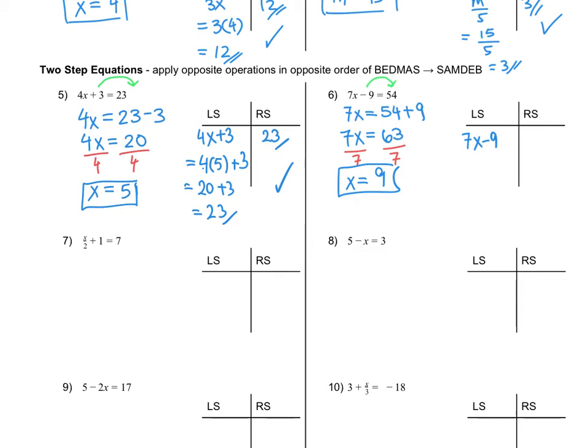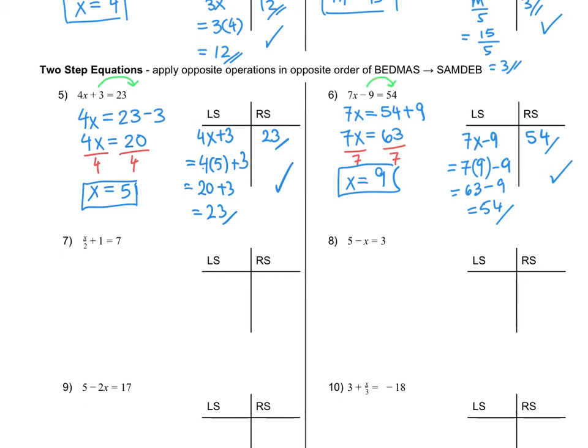7x minus 9 is on the left side of the equal sign. 54 is on the right. So 7, instead of the x, I'm going to put the 9 that I just got. 7 times 9 is 63. And 63 subtracted by 9 is 54. And you can skip that middle step. You could just go to your calculator and write it in right away.